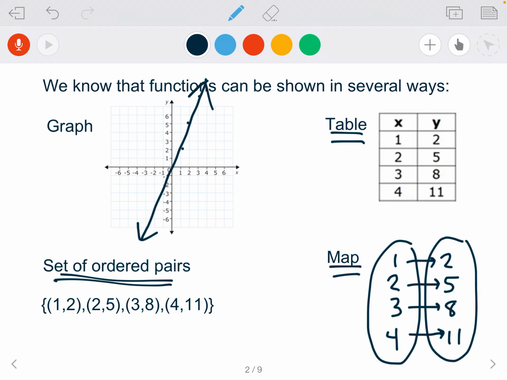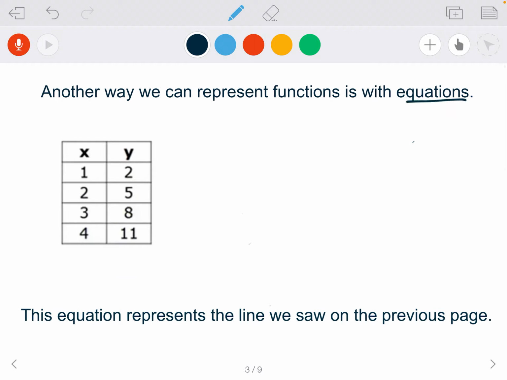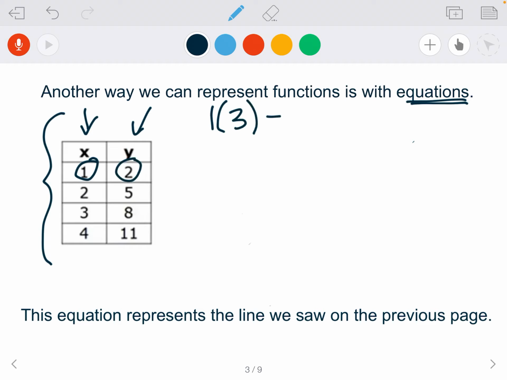There is another way that we can show functions, and it is with equations. So I need you to dig back deep into your brain from probably several years ago, maybe last year. I'm not sure when you may have done this before, when you had to take a table of values and turn it into an equation. Show the equation where if you put this x in, you would get this y out. And there are several ways to do this, but as it turns out, if you take the x value and multiply by 3, and then subtract 1, there you go, you get the y value.